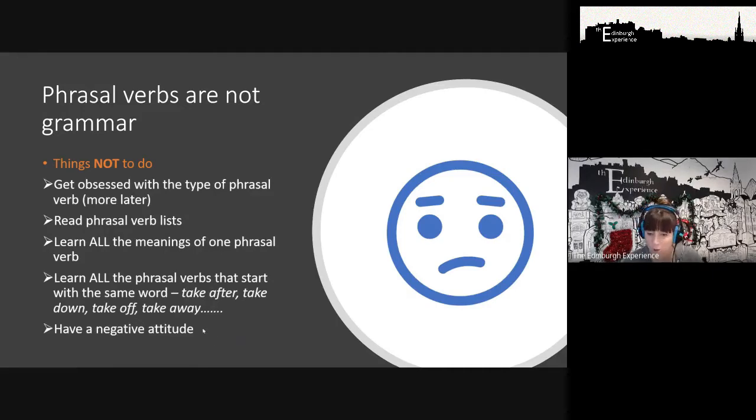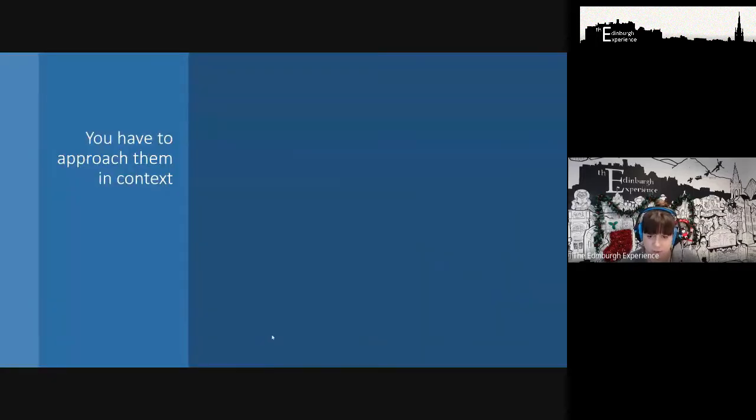So be like, wow, isn't it amazing that this one little preposition has the power to completely change a verb? That's a fascinating linguistic aspect of English. Okay. So try and change how you feel about phrasal verbs.